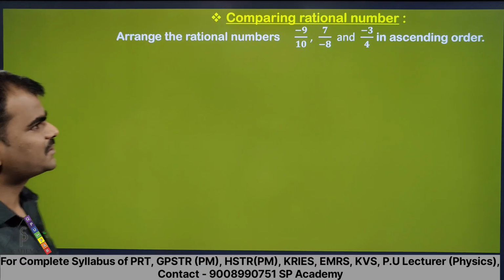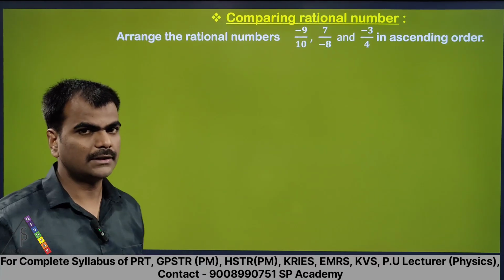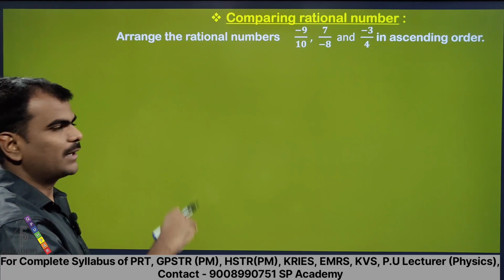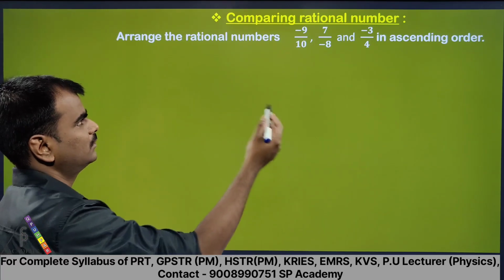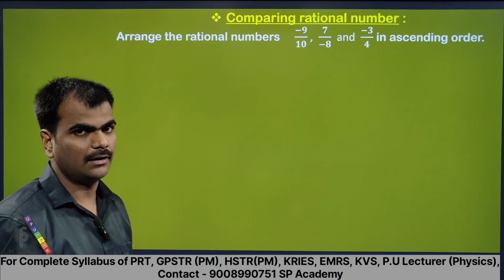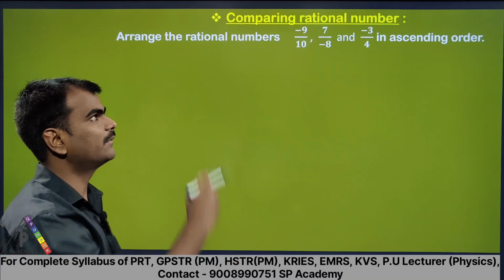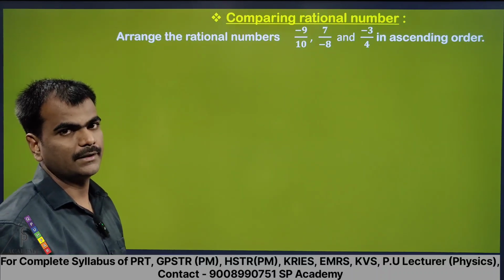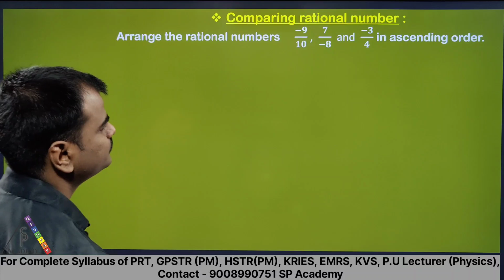Next, arranging the rational numbers in ascending order. Ascending order antandre from smallest to greatest. Now to arrange this in ascending order, we'll make the denominator same. Andre we'll convert the given rational numbers into like rational numbers by making the denominator same.